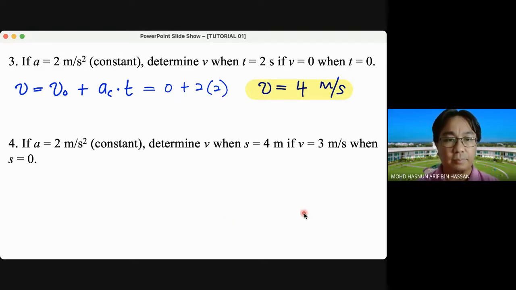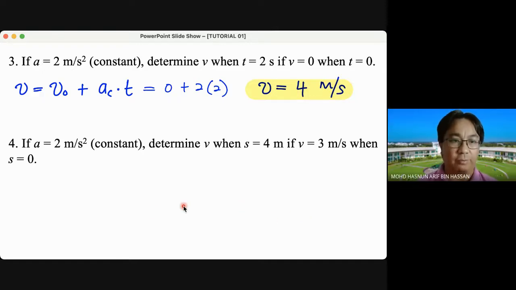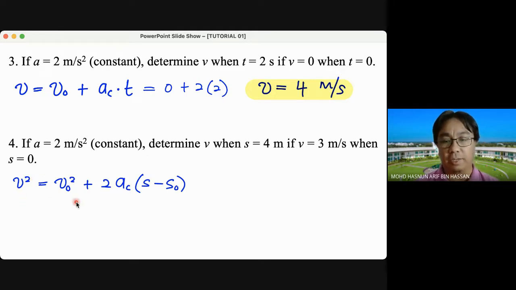Anyone? V square equals V square naught plus 2Ac bracket S minus S naught. Alright, great. Thank you, Mutu Selvam. So you can use this equation. Yang mana tadi saya dah bagi tahu the third equation for constant acceleration, when you have a relationship yang tak involve time. There is no time given in the problem, so you can use this. V square equals V naught square, yang ni the initial condition, plus 2Ac times S minus S naught.